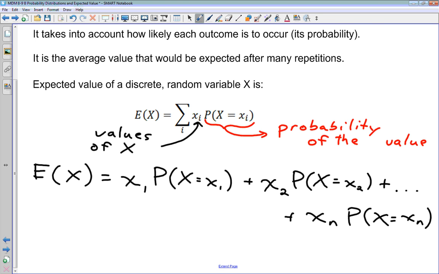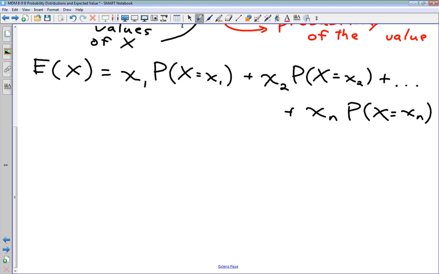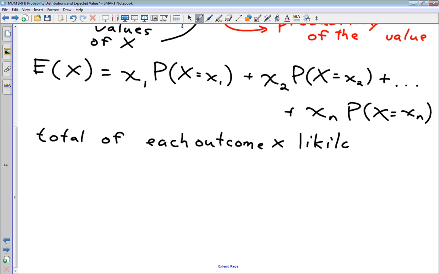So basically what we are doing here is taking each outcome multiplied by its likelihood, or the probability that it's going to occur. So take each outcome, multiply by its likelihood or its probability, and add them all up. Okay?